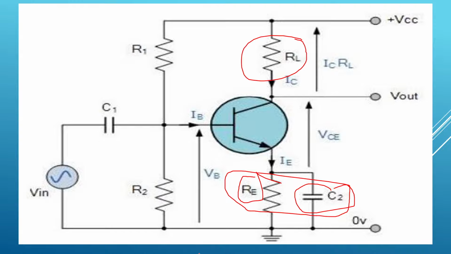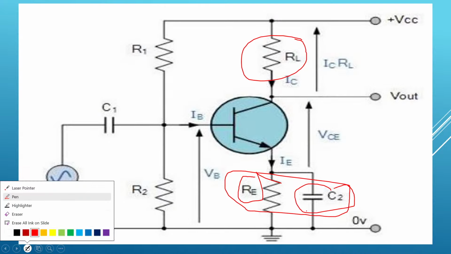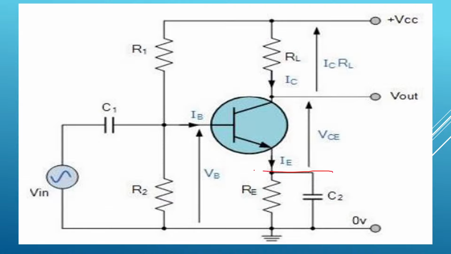The reactance of this CE2 is connected parallel to RE, so the overall reactance will become very large at low frequencies. Therefore, a very small signal will pass to the load. So what will happen at low frequencies? There will be a voltage drop. Voltage gain will be very, very low.